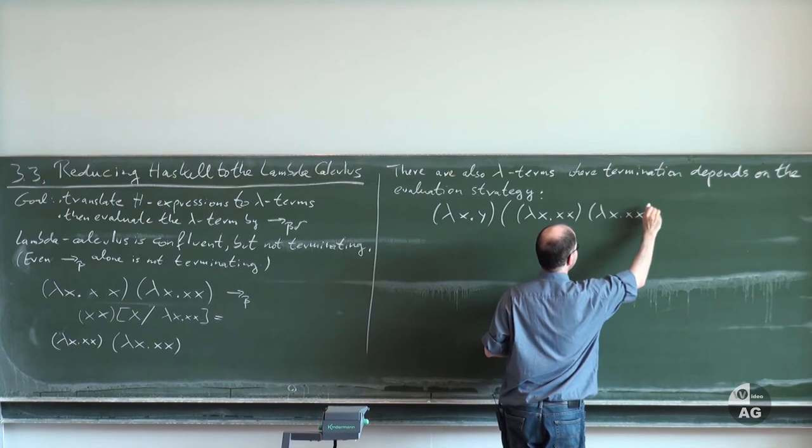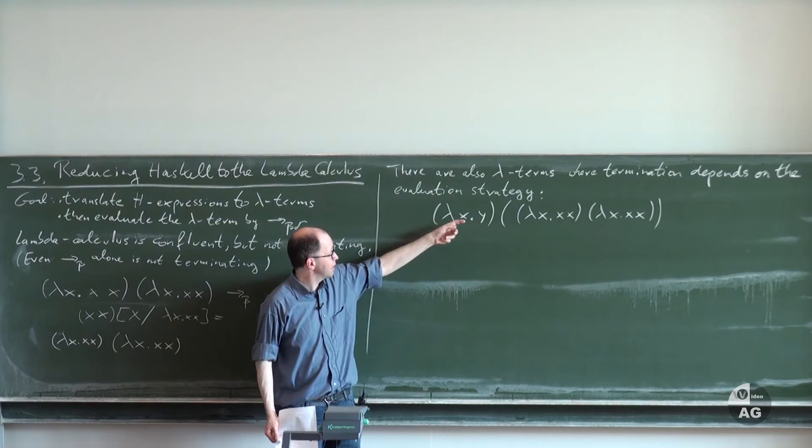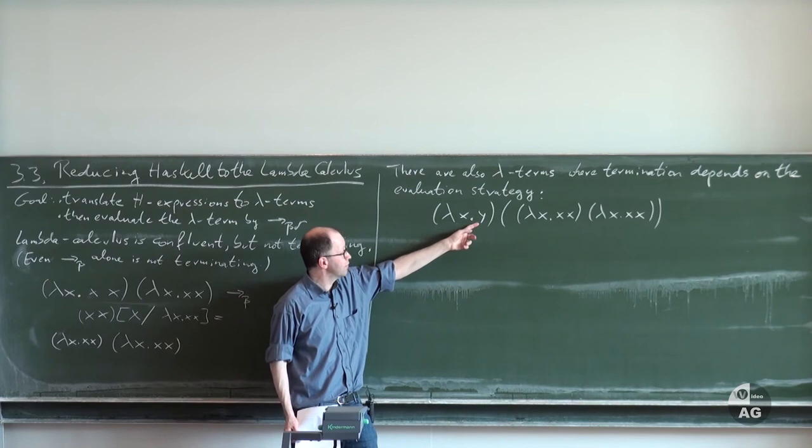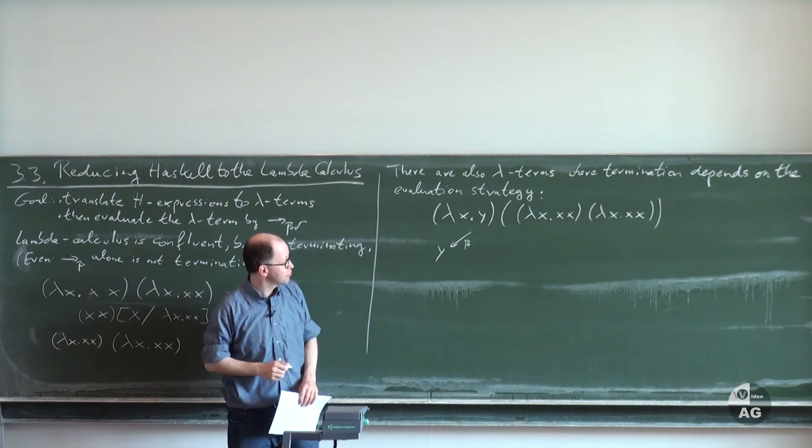And now I have two possibilities. I can either apply beta reduction on the outside. So I apply this term to this. And then the result is y. And all occurrences of x are replaced by this nasty term over here. But there is no occurrence of x. So by just one single beta step, I can go to y. And then that's the end. So this evaluation is terminating.